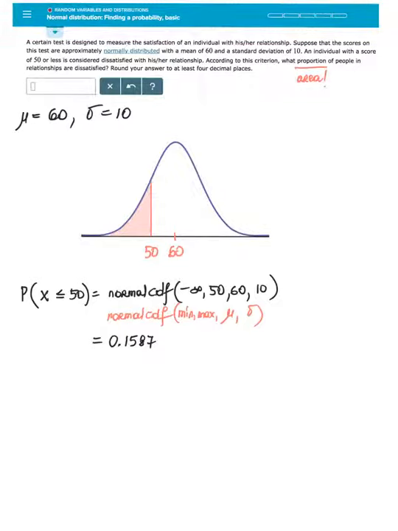In this video, we will see examples of finding the area under the curve, which really means finding the probability that a certain event will take place.